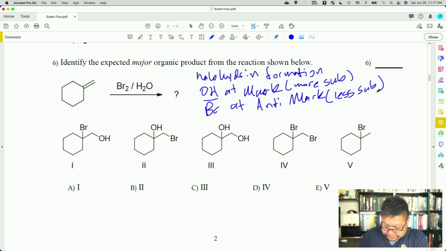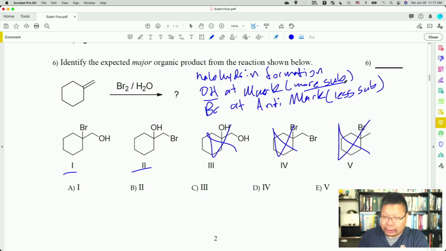Right? So can't be that one because you got to add an OH and a bromine. Can't be that one because you're still missing an OH there. Okay. Can't be this one because you're missing a bromine there, so it's between these two. Okay. And then you're going to be adding the OH at the more substituted one for Markov addition. So that's right there. And then the anti-Markov, which is less substituted, is right there. So the answer is B.